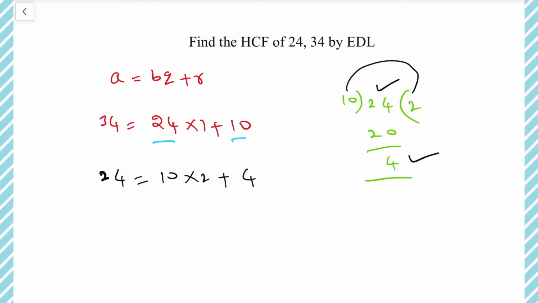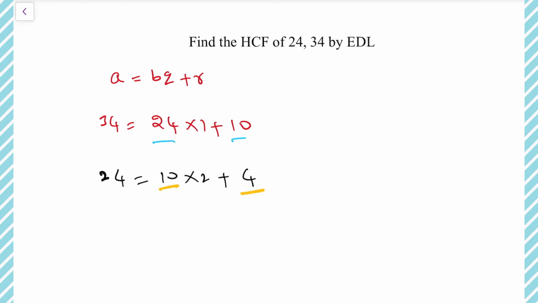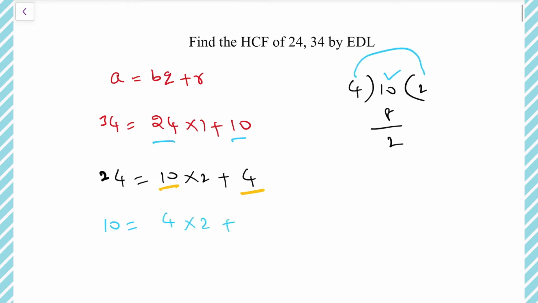Now from this, divisor and remainder both we need to take. Again we need to do division of these two numbers, that is 4 and 10. 4 2s are 8. So 10 minus 8, 2 is the remainder. Then dividend 10 equals divisor into quotient, that is 4 into 2, plus remainder 2. Now again divisor and remainder we need to take and continue the process.